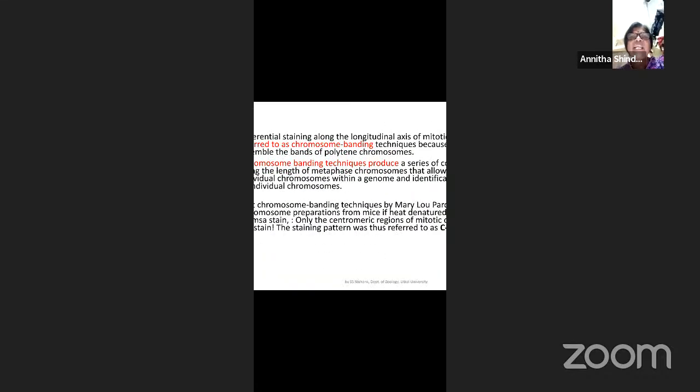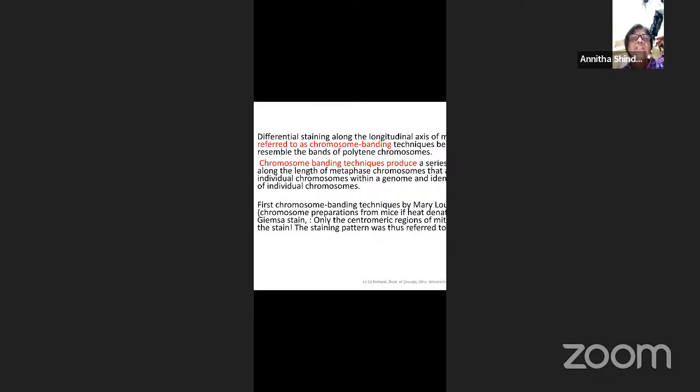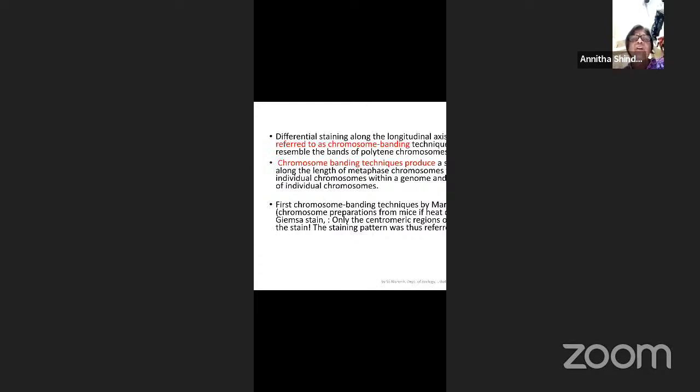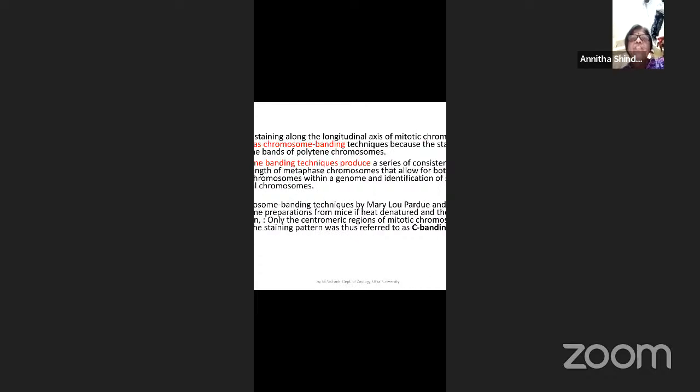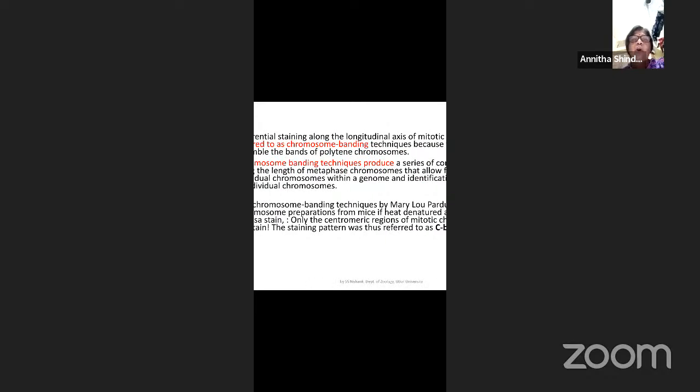Differential staining along the longitudinal axis of the mitotic chromosomes is referred to as chromosome banding. Chromosome banding techniques produce a series of consistent landmarks along the length of the metaphase chromosome that allow for both the recognition of individual chromosomes within a genome and also identification of specific segments.